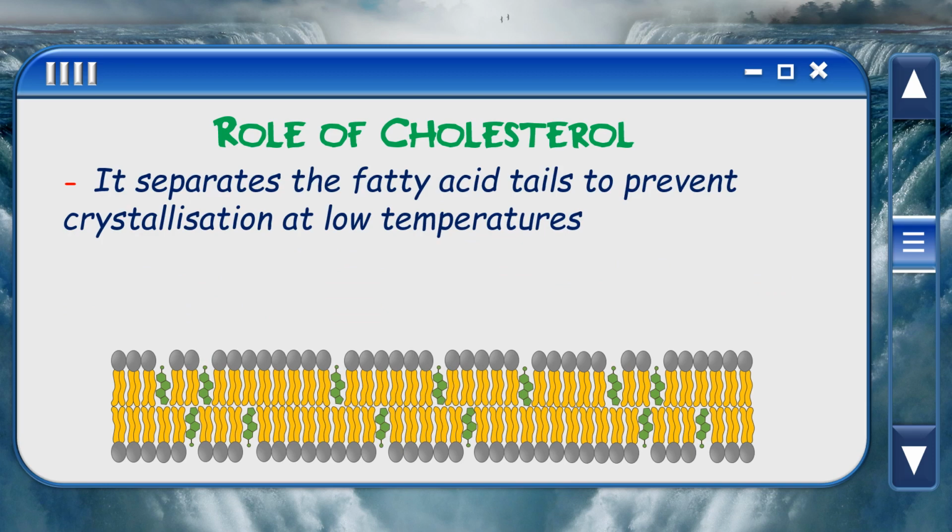And it separates the fatty acid tails to prevent crystallization at low temperature. So the presence of the cholesterol in the fatty acid tails is going to prevent them from crystallization at lower temperatures.